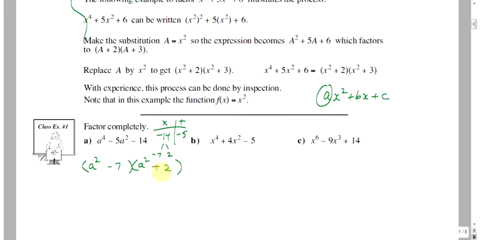Oop, +2. Okay. But what do we want to do before we go on to the next question? FOIL it. A squared times a squared, check. Okay, 2a squared minus 7a squared is -5a squared, check. Negative 7 times 2, negative 14, check. Okay? So that one's not too bad.